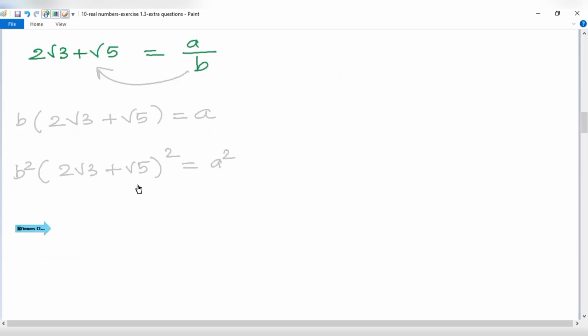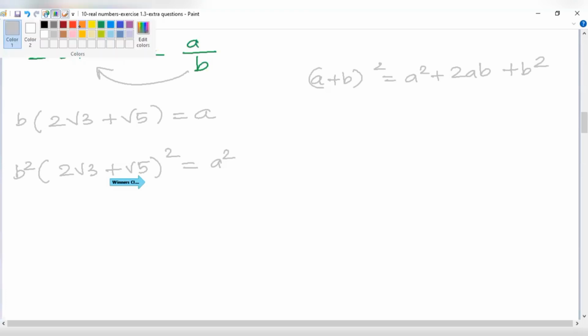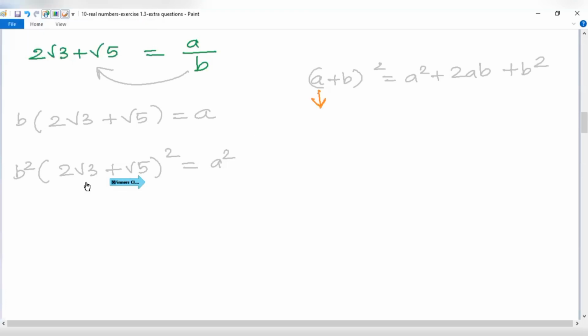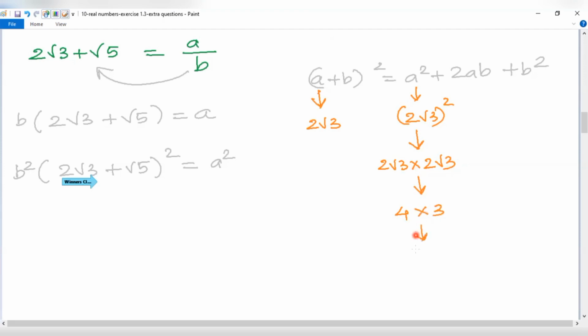Now, this is of the form (a plus b) the whole square, right? We can use the identity: (a plus b) the whole square is a square plus 2ab plus b square. In place of a, here in the question, we have 2 root 3. So a square will become (2 root 3) the whole square, which is the same as 2 root 3 into 2 root 3. 2 into 2 is 4, and root 3 into root 3 is 3. So it is 4 into 3, that is 12. So in place of a square, we have 12.